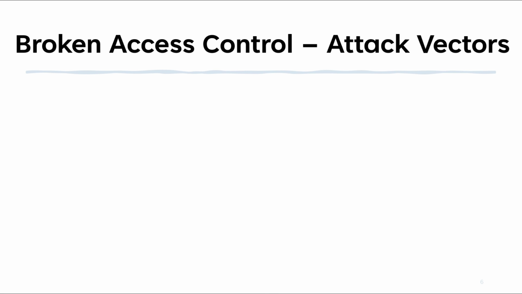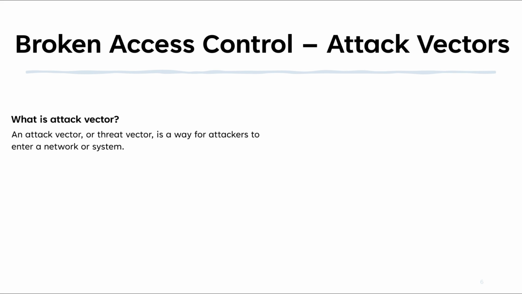Okay, now let's see some attack vectors. What is an attack vector? An attack vector or threat vector is a way for attackers to enter a network or system. There are many attack vectors associated with the broken access control vulnerability.